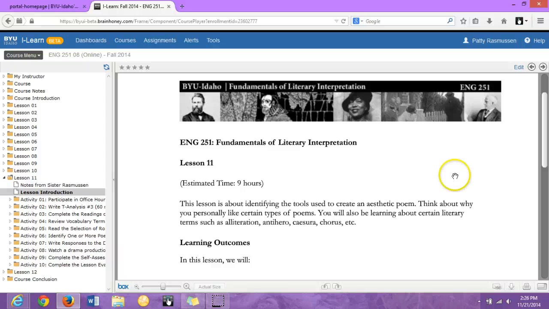In lesson 11, you're going to be working again with poetry, and this time you're going to be evaluating it based on its aesthetic elements. So looking at a poem for what makes it beautiful, what makes it a piece of art, and what draws people to that. So I hope you enjoy working with poetry in this way.